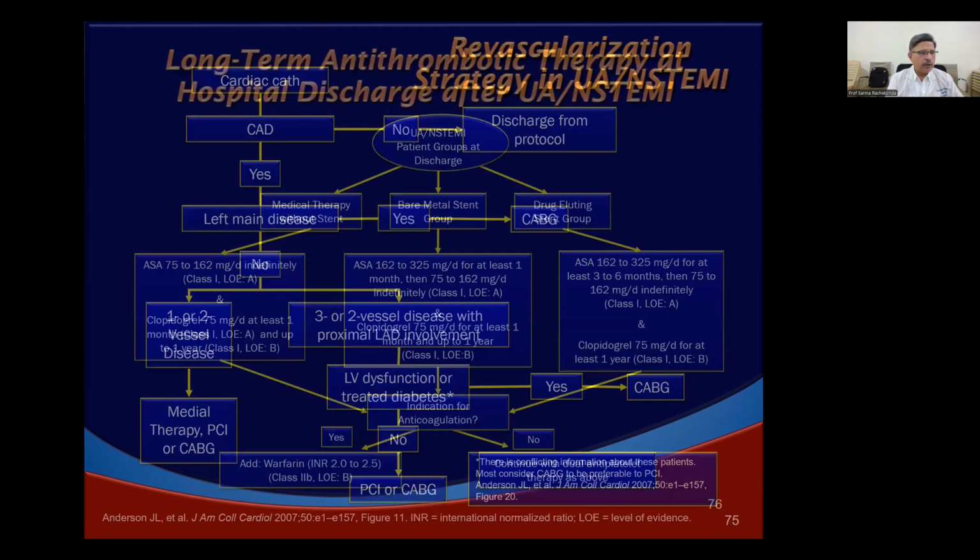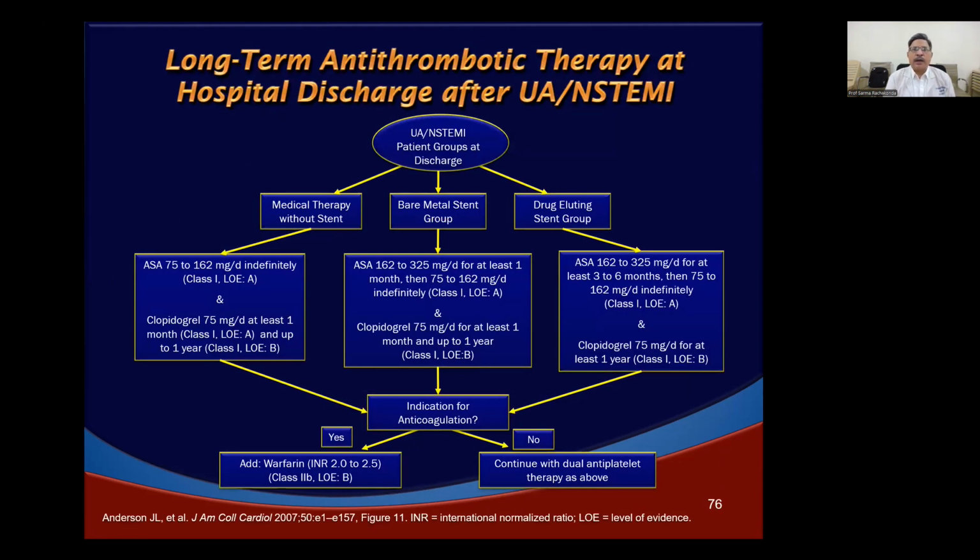Okay, now look at the long-term anti-thrombotic treatment. How many days I have to continue the anti-thrombotic treatment while I am discharging the patient? It's very important for you to know how long you continue the anti-thrombotic, antiplatelet treatment. Unstable angina, NSTEMI patient groups at discharge. Medical treatment without stent. He had optimum medical treatment, no stent is put. Or bare metal stent is put. Or DES is put, drug-eluted stent. So no stent put, bare metal stent, drug-eluted stent.